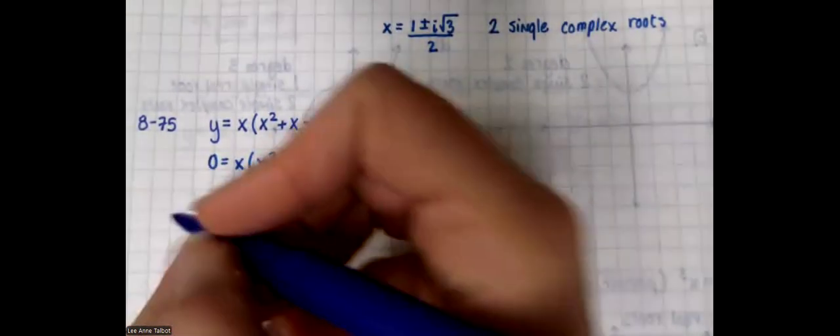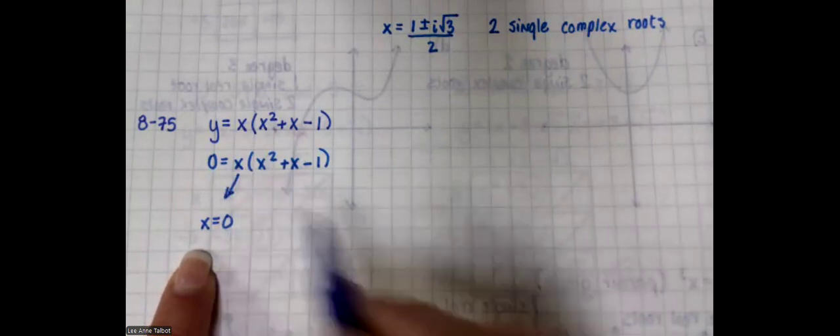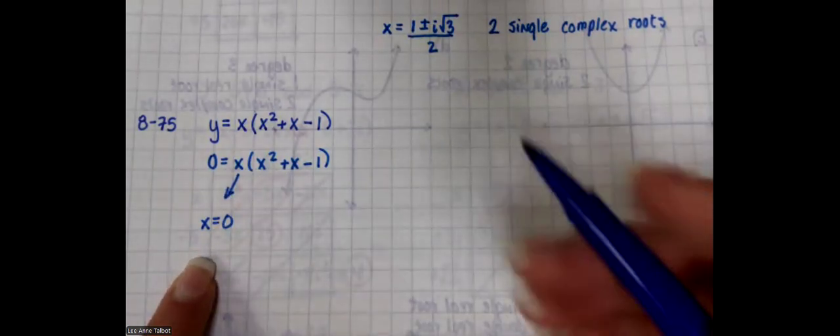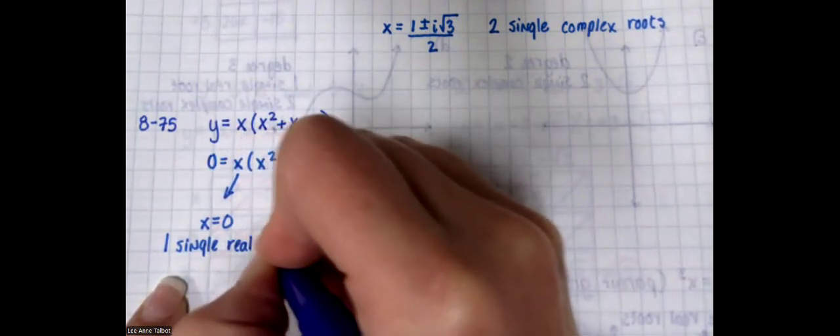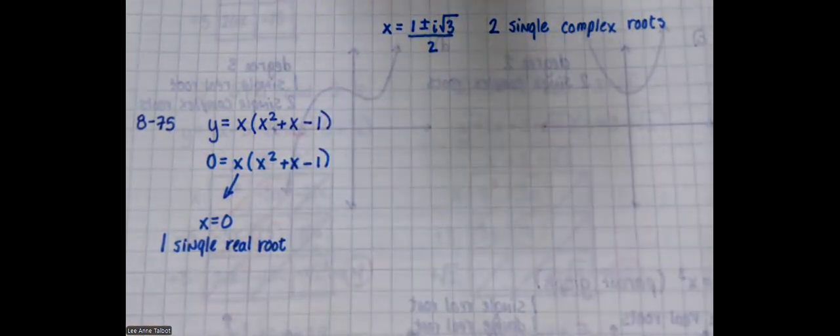Okay, and then this piece, x, you just bring that off to the front and say x equals 0. If you guys remember, the plain x in the front is 0. And that's one single real root.